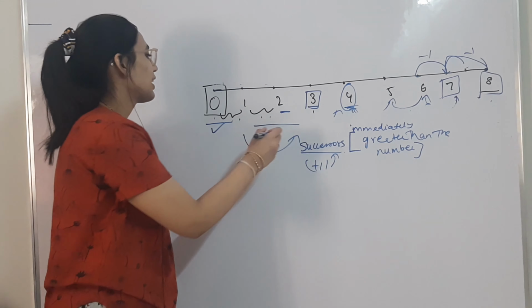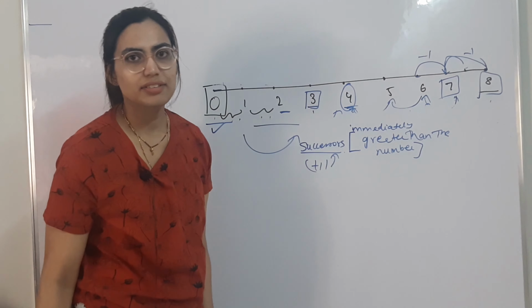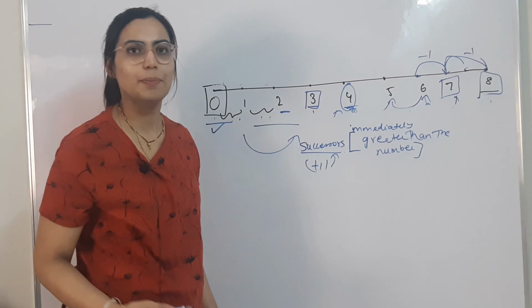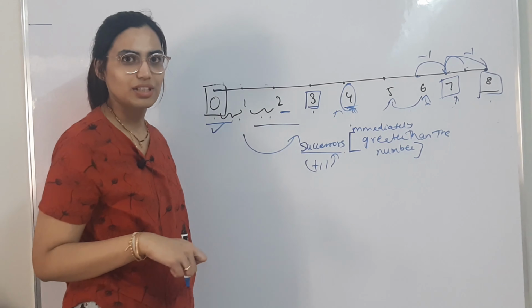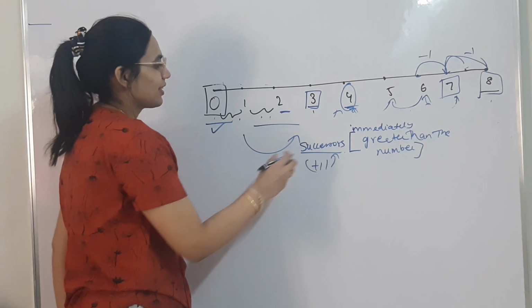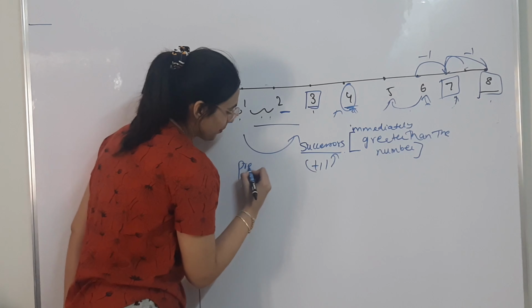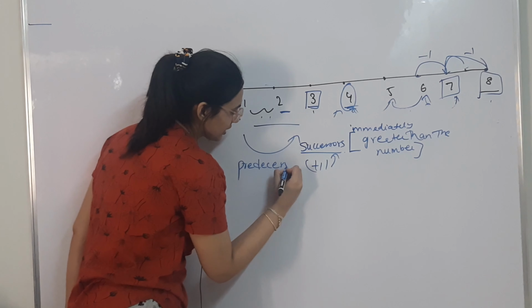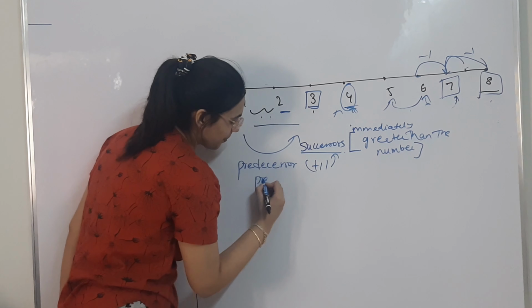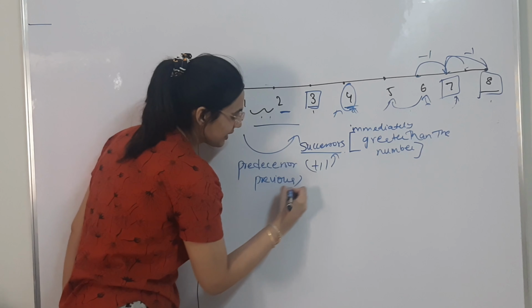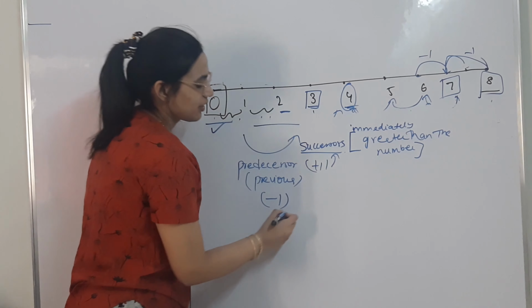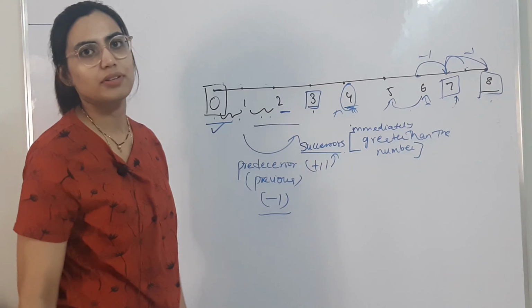Now, so we have greater. So we must be having something that represents lesser also. What is that lesser then? It is nothing but predecessor. That is the previous number. Immediately previous number. Minus 1 number.